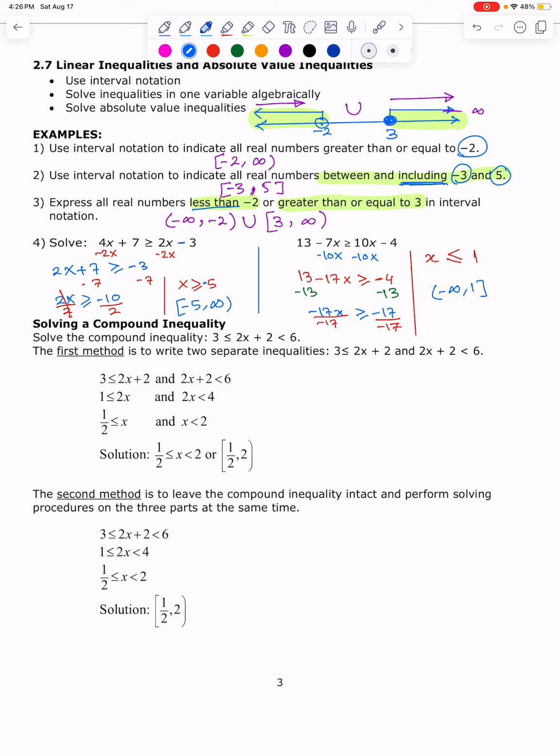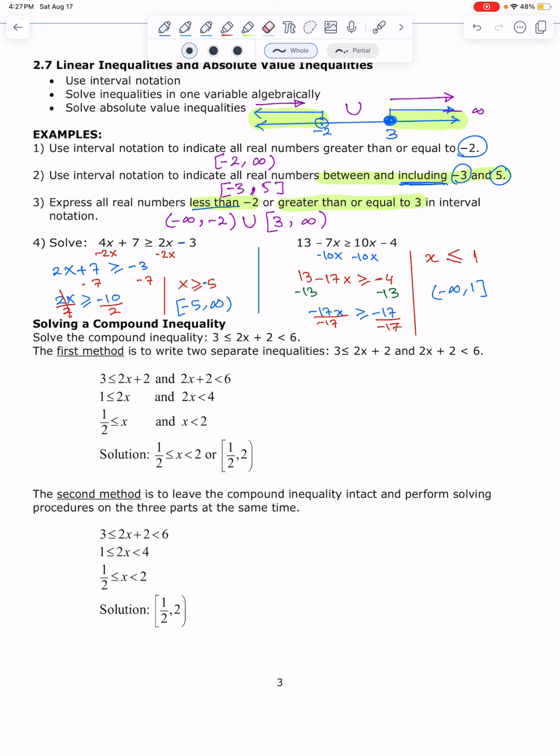Solving a compound inequality. A compound inequality is usually an inequality with more than 2 sides. So it has 3 sides. Usually the variable term is going to be in the middle, and then there could be some variable terms to the right, variable terms to the left, or sometimes just numbers like this one. So how do we solve a compound inequality? If you see something like this with two inequality signs, how would you solve it?